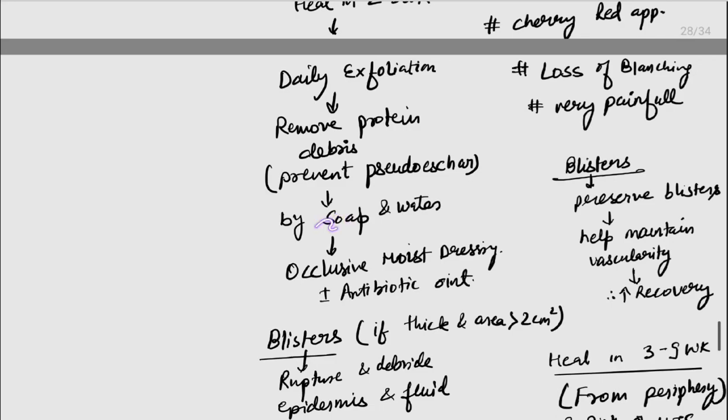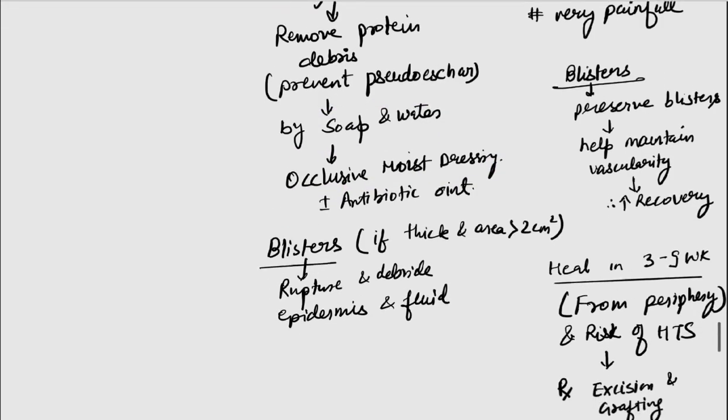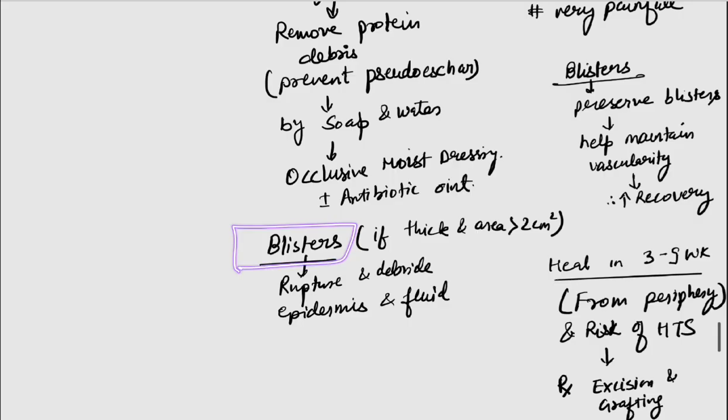Patients are also advised to wash the wound with soap and water. After that, an occlusive moist dressing with or without antibiotic ointment is advised. There are blisters in second degree superficial burn, and according to the author, it is advised to rupture and debride the blisters and fluid.